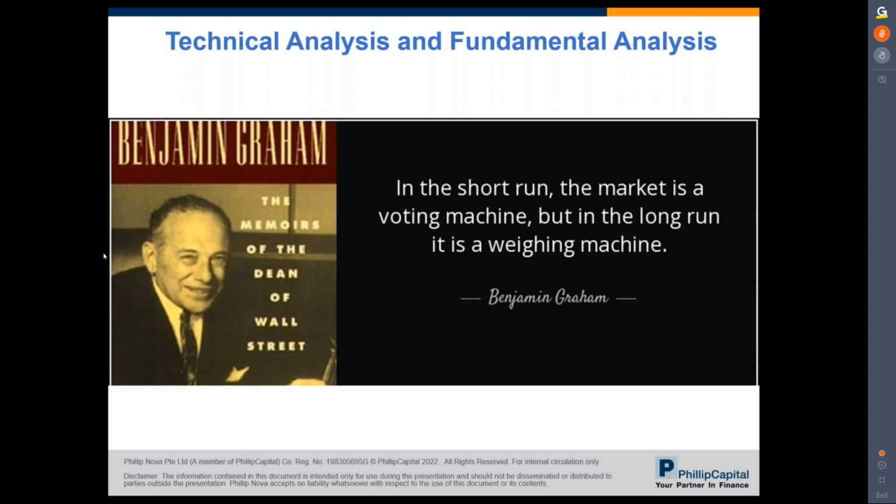Firstly, to understand what smart money is, we have to take a look into understanding the schools of thought when it comes to investment analysis. There are generally these two schools of thought, which are technical analysis and fundamental analysis. And both these schools of thought can be summarized into this quote by Benjamin Graham. Benjamin Graham famously said, in the short run, the market is a voting machine, but in the long run, it is a weighing machine.